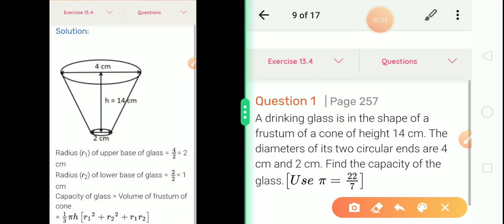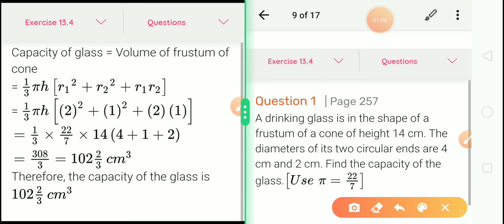Please see the solution on the left hand side. This is the diagram. So frustum of a cone, upper diameter is 4 cm, therefore upper radius is 2 cm, and lower diameter is 2 cm, therefore lower radius is 1 cm, and height is 14 cm. We have to find the capacity of the glass, means volume of the frustum of the cone. Therefore formula is volume is equal to 1/3 pi h into r1 square plus r2 square plus r1 into r2.